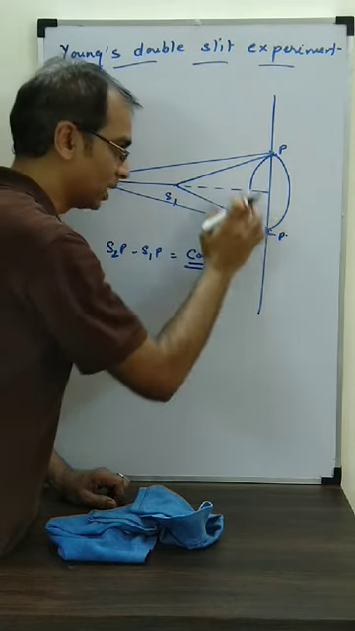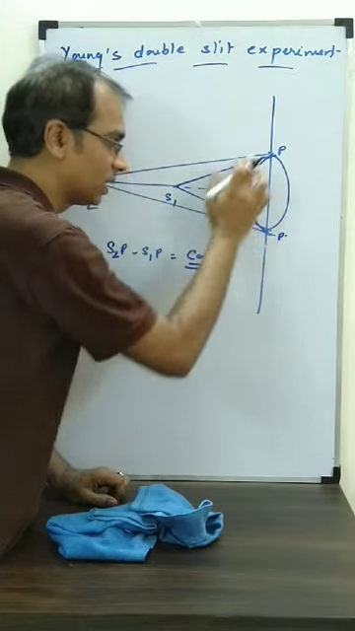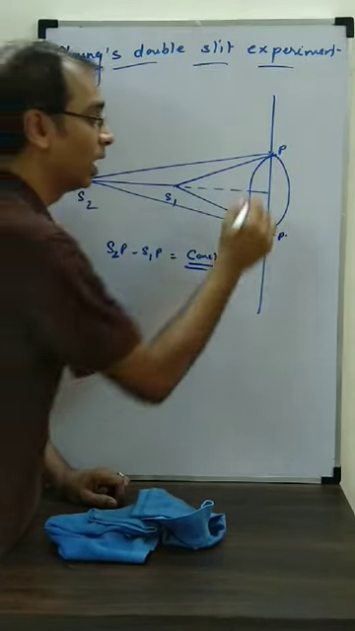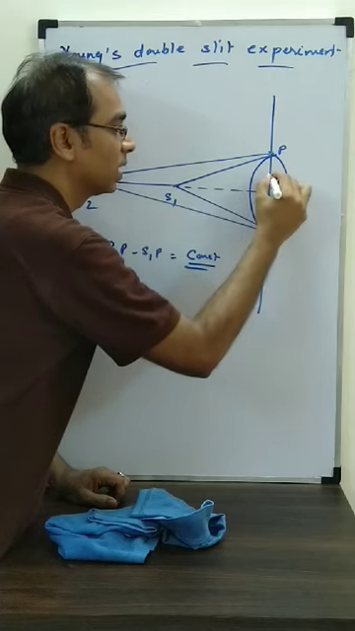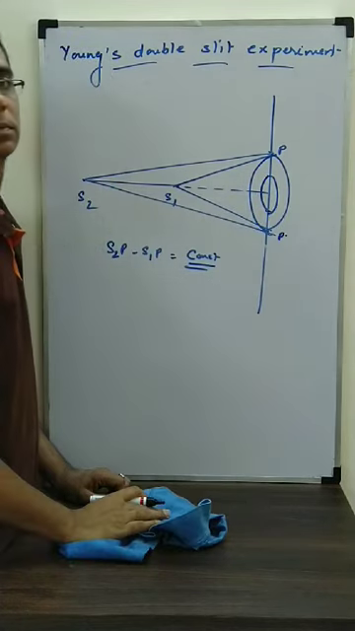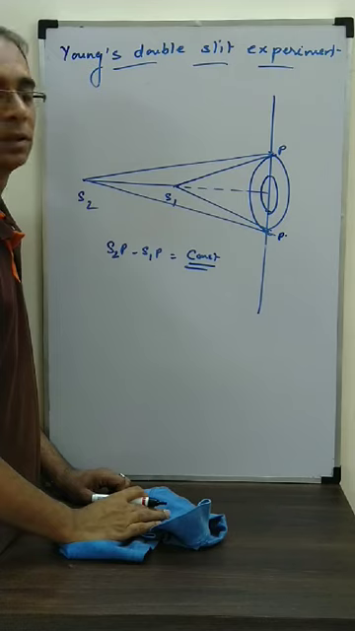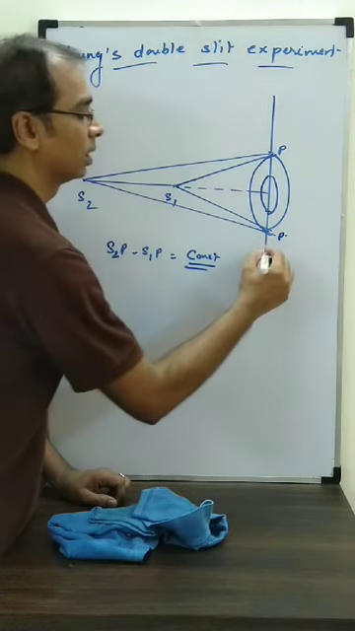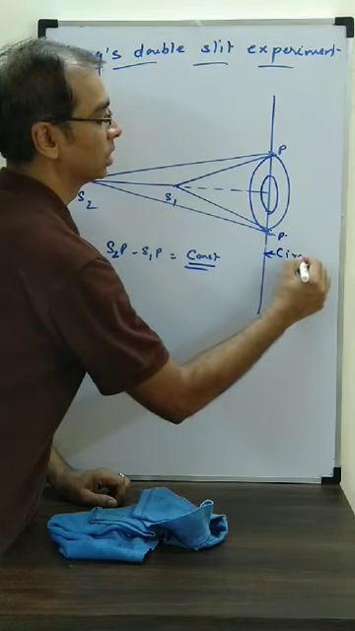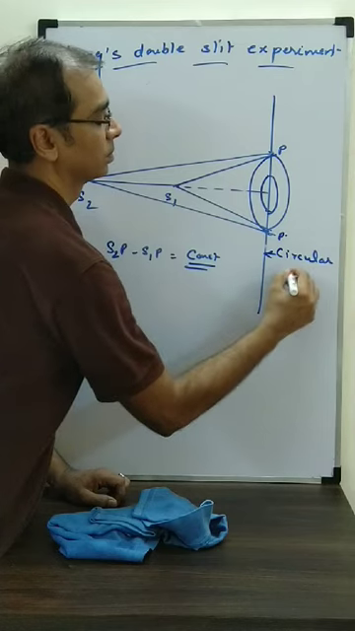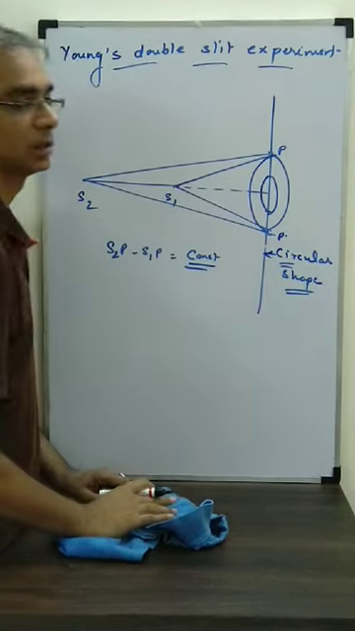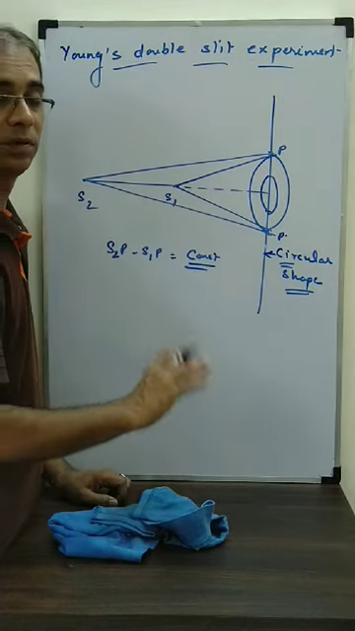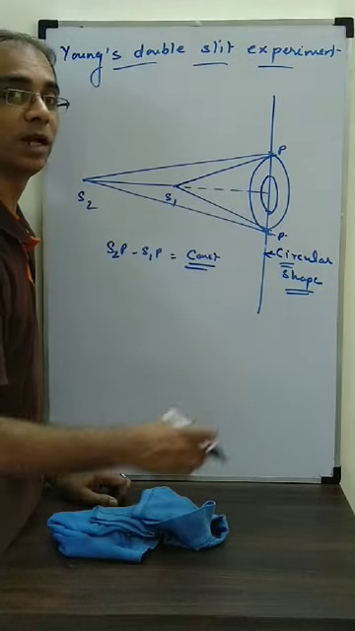Same path difference means I am going to get maximum in this entire zone. In the same way, somewhere here, if it is minima, I will be getting minima in this entire zone. Correct or not correct? So here, what shape am I going to get? I am going to get a circular shape. What kind of fringes am I going to get in this one? Circular fringes. In the previous case, hyperbolic, and before that, straight lines.